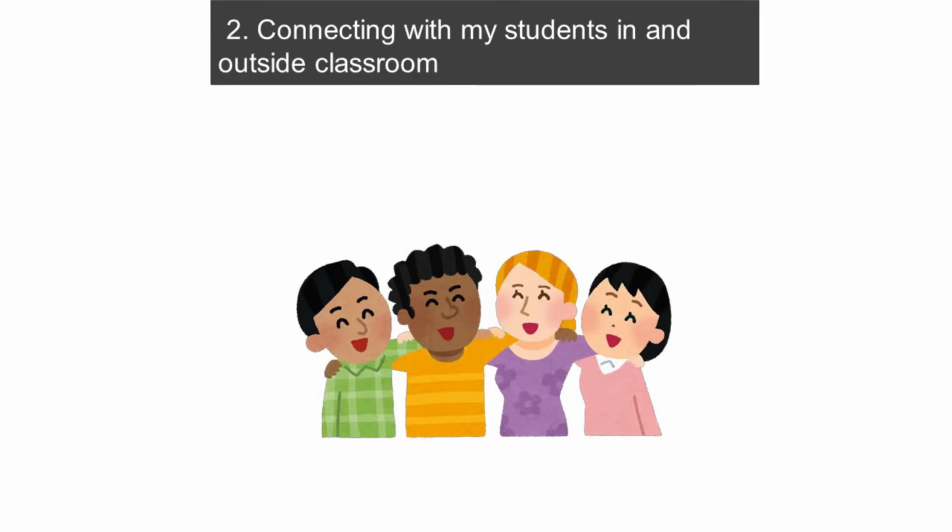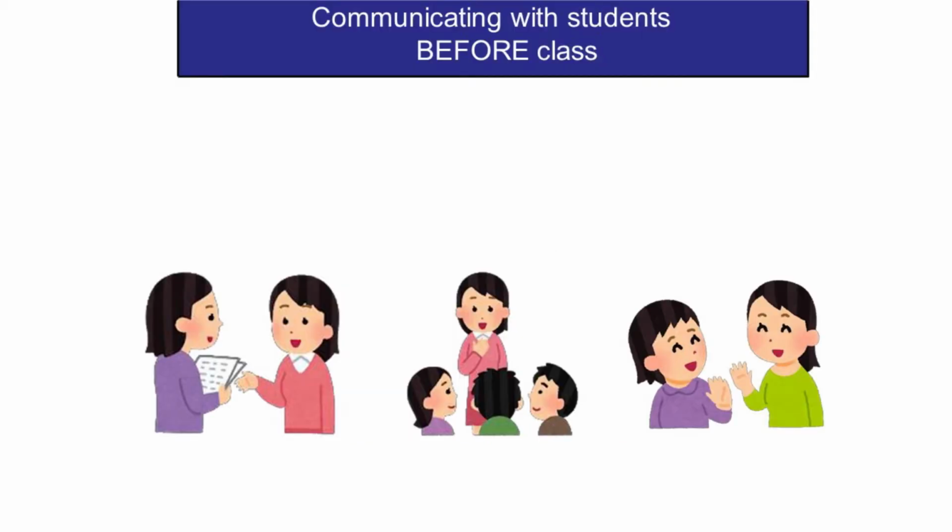Now let me turn to the second area. Okay. Connecting with my students in and outside the classroom. I usually try to go to the classroom earlier so that I can use extra time to return quizzes. I talk to my students, giving them individual feedback. If we are just waiting for the previous class to finish in the corridor, I talk to my students casually so that I can get to know my students better and keep a good, positive student-teacher relationship.